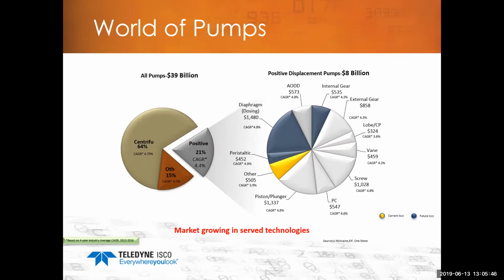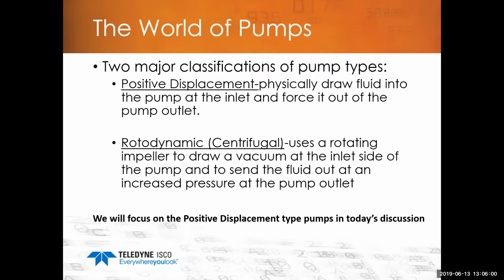But what we want to talk about today is a couple of types of pumping technology that you can use in flow chemistry, how they're used, and how key pieces of the pumps relate. As I said earlier, there are two major classifications of pumps: positive displacement and rotodynamic. We are definitely going to focus on positive displacement today.